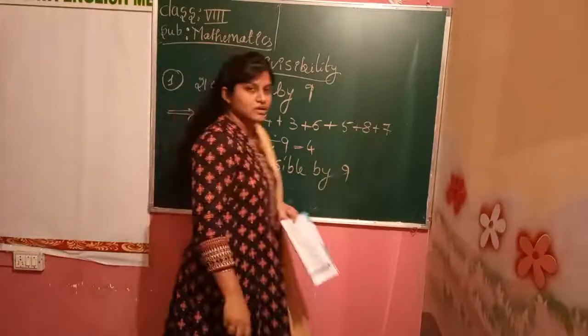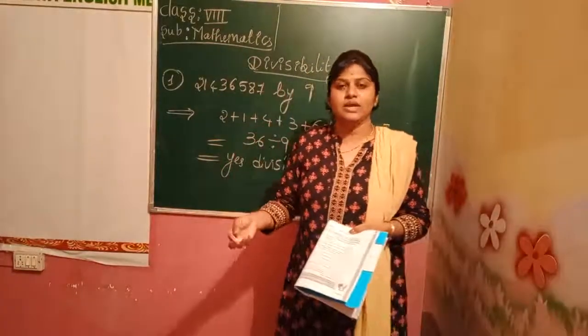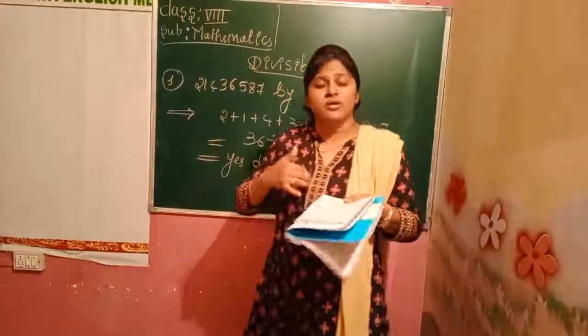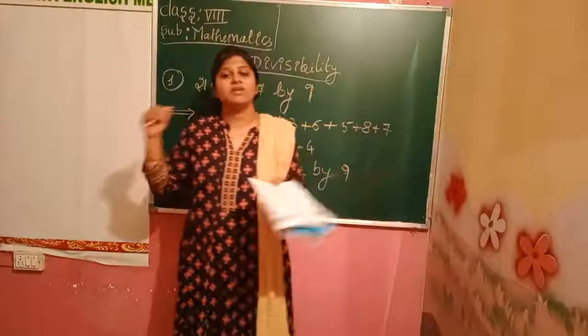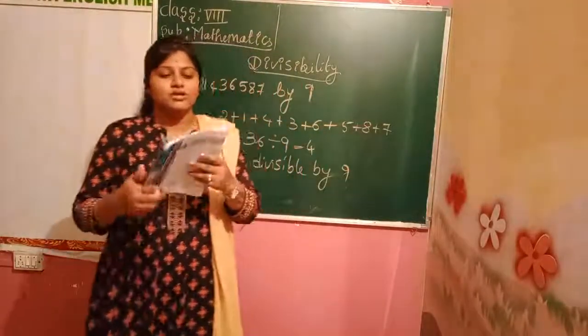When should we check by this method? When they give 9 and 3, we have to check by this method, or if they give so many digits, then we have to check by this method. Understood? Okay, we'll move on to the next example.